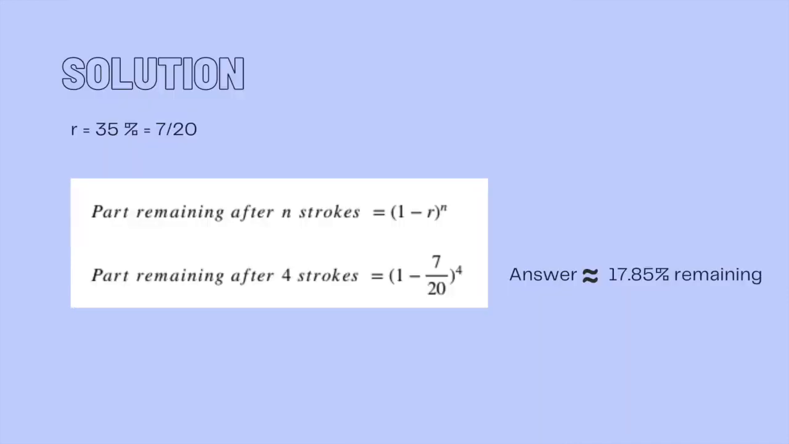For the third problem, it's a bit tricky, but it's actually not that hard if you know what equation to use. For this problem, we are using (1 minus r) to the power of n. From the problem itself, we know that n equals 4 and r equals 35%. After substituting the values, we get 17.85% of the original air that remains in the container.